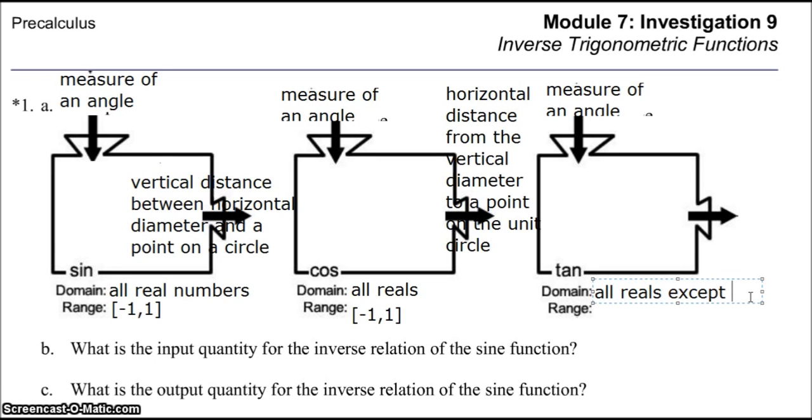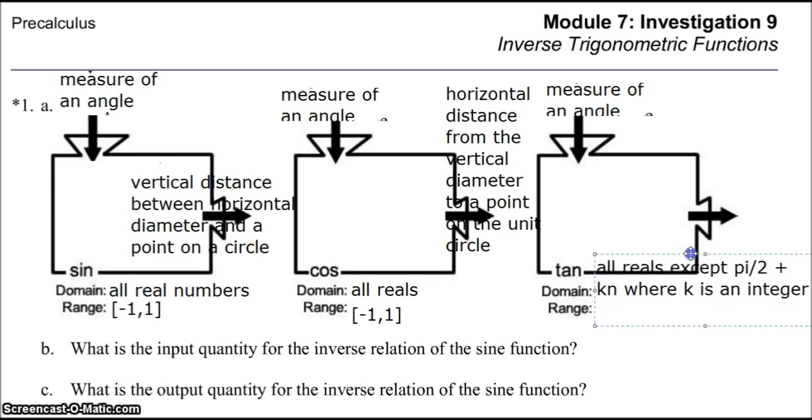Which are just multiples of pi over 2. Let's see. So pi over 2 plus k pi, where k is an integer. So if we take pi over 2 and we add pi, then we get to another one that's not possible. So that's our domain. And then the range is actually all real numbers. Remember that tangent graph, it extends from -infinity to +infinity. So sorry for the messiness there. I guess that I should have planned that better.